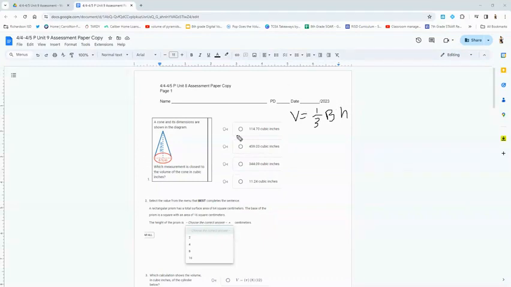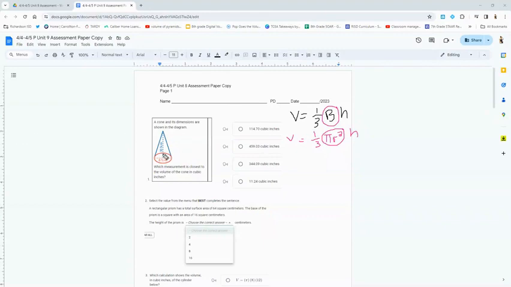The shape of the base is a circle, so I'm going to draw a circle. And then here, I know that the formula for the area of a circle is pi r squared. Then in the front, I put 1/3 H. So that's the formula I'm going to be working with.